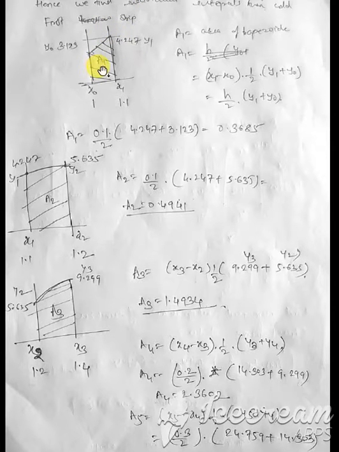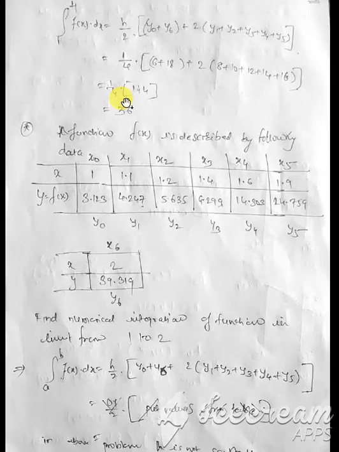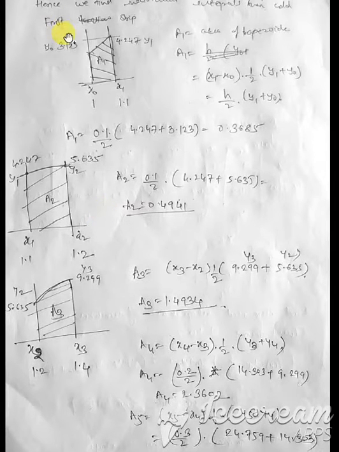First we will find a1. For a1, this is x0, x1. x0 is 1, x1 is 1.1, and y1 is 4.24 and y0 is 3.12. What is the area of this? This is nothing but the product of this length into the average of this height, means half of 4.24 plus 3.12 into the difference 0.1, and you will get a1.